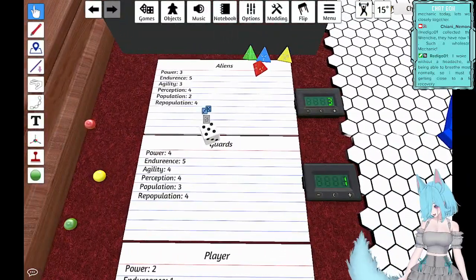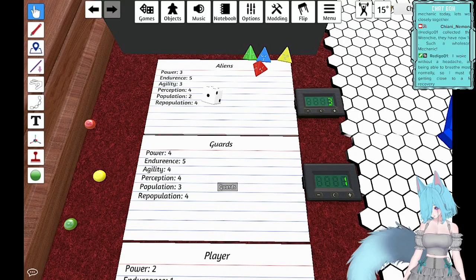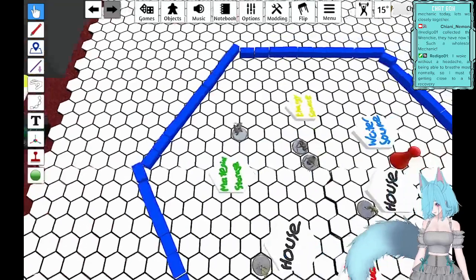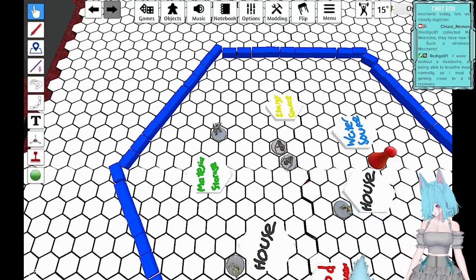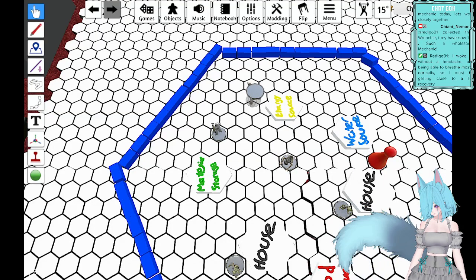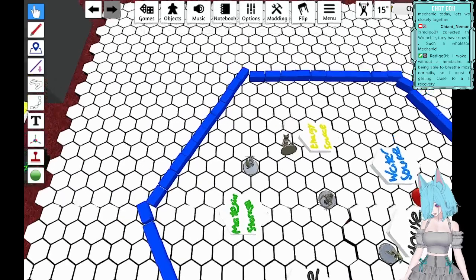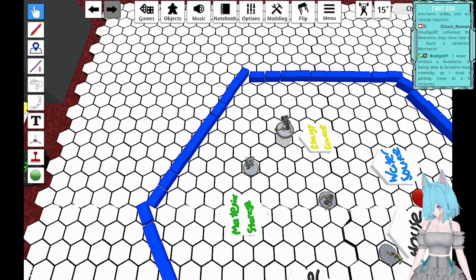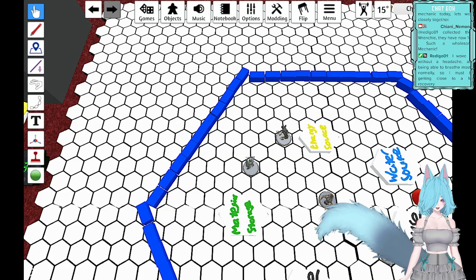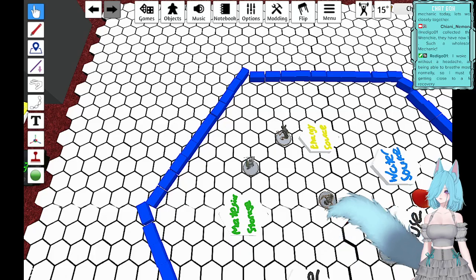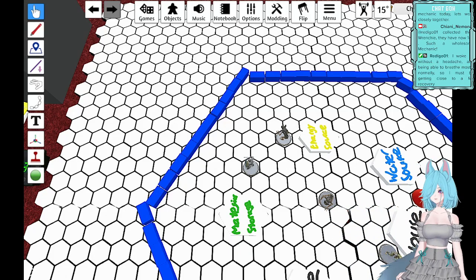The other alien, however, is now like... Well, I can't go there, so where do I go? 1, 2, 3, 4. So he goes backwards. Wait. I didn't mean to flip you. Dude's making a backflip. He's so excited to walk backwards that he makes a backflip.